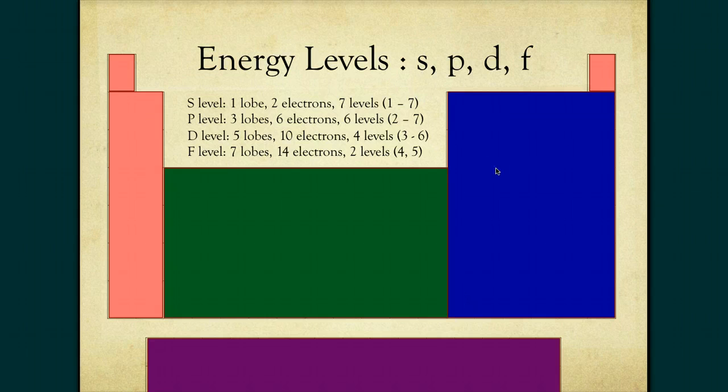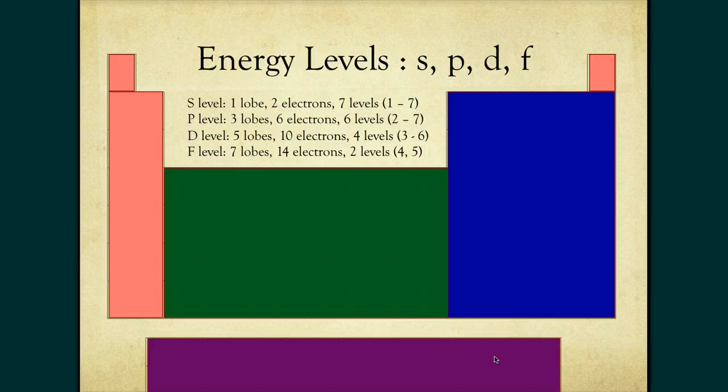And then D level, it's this section. It starts from the 3rd, and 7 doesn't have a D level. So we have 3D, 4D, 5D, and 6D. It's 5 dumbbells, or 5 lobes. Each one of them has 2 electrons, so we have 10 electrons altogether. And again, it goes through 4 levels, 3, 4, 5, and 6. And our F level is the very lonely one. It has 7 lobes, 14 electrons altogether, but it only belongs to 2 levels, to 4 and 5. So we have 4F right here, and then 5F right here. Okay, so that's it for energy levels.